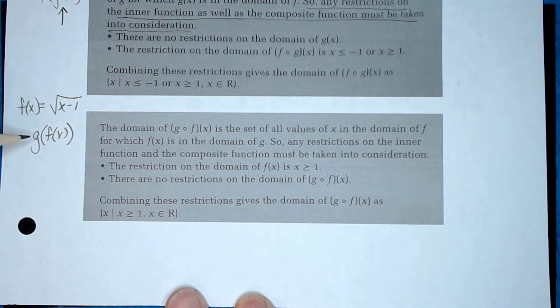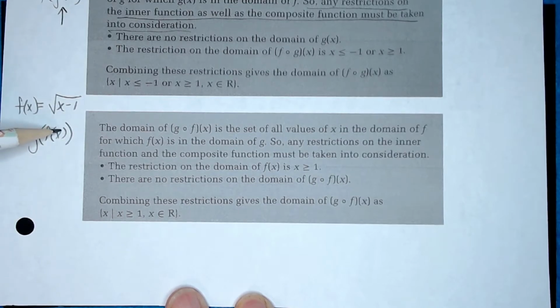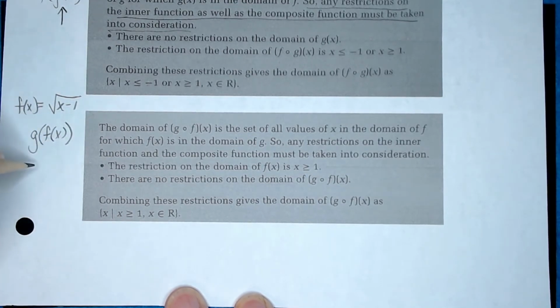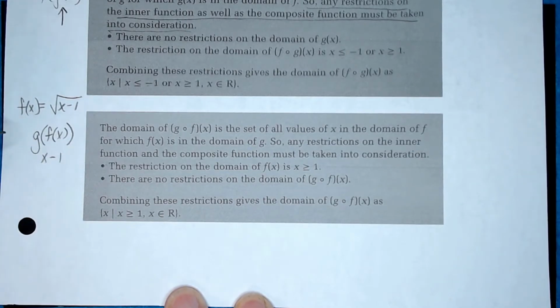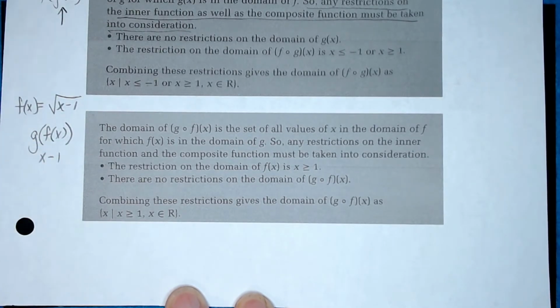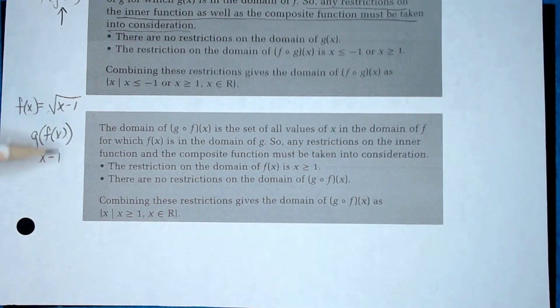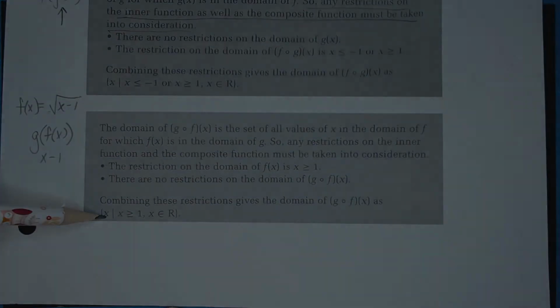So once we get our composite function here, we know that there's no restrictions on x minus 1. G of f of x is x minus 1. That's just a straight line with a y-intercept of minus 1. There's no restriction there. It goes negative to positive infinity. However, with f of x, it must be greater than or equal to positive 1. So you just state that in your domain.